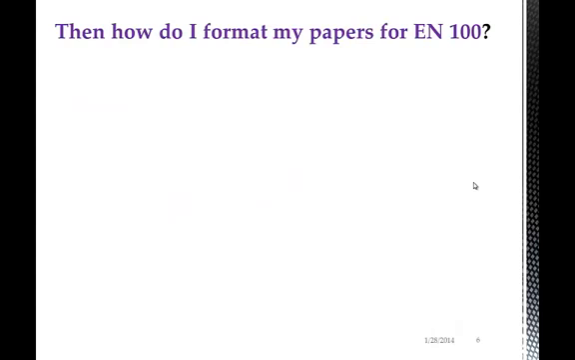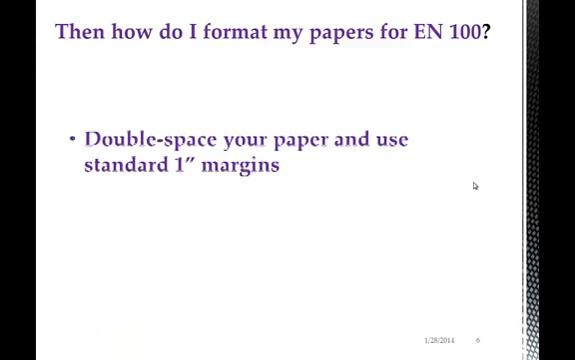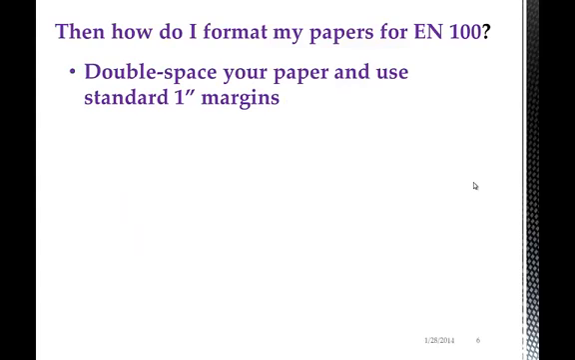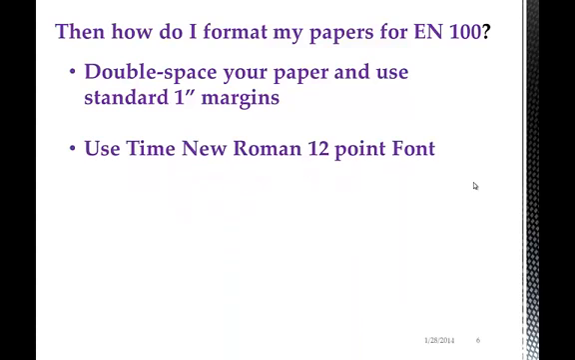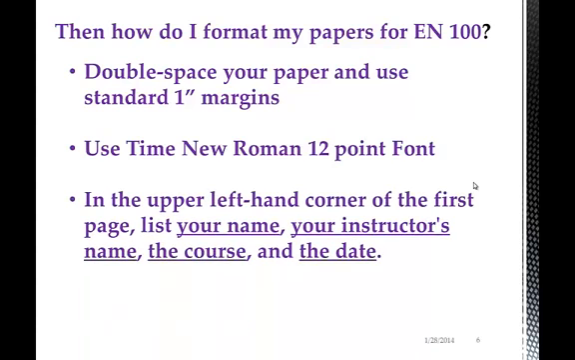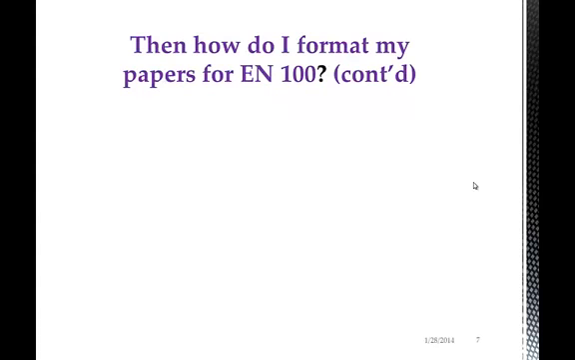Okay, so I've convinced you it's good to format, but how do I format my papers for English 100, composition, and other humanities courses? Where do we even start? Well, first thing to keep in mind, you need to double space your paper and use standard 1-inch margins. You want to use Times New Roman 12-point font. It's consistent, it's even, don't get creative with it. And in the upper left-hand corner of the first page, list your name, your instructor's name, the course, and then the date. And I encourage you to refer to the sample student essays, especially if you hit the blue type in the top left corner and download them as Word documents. It's clear to see how the student applied these formatting rules.